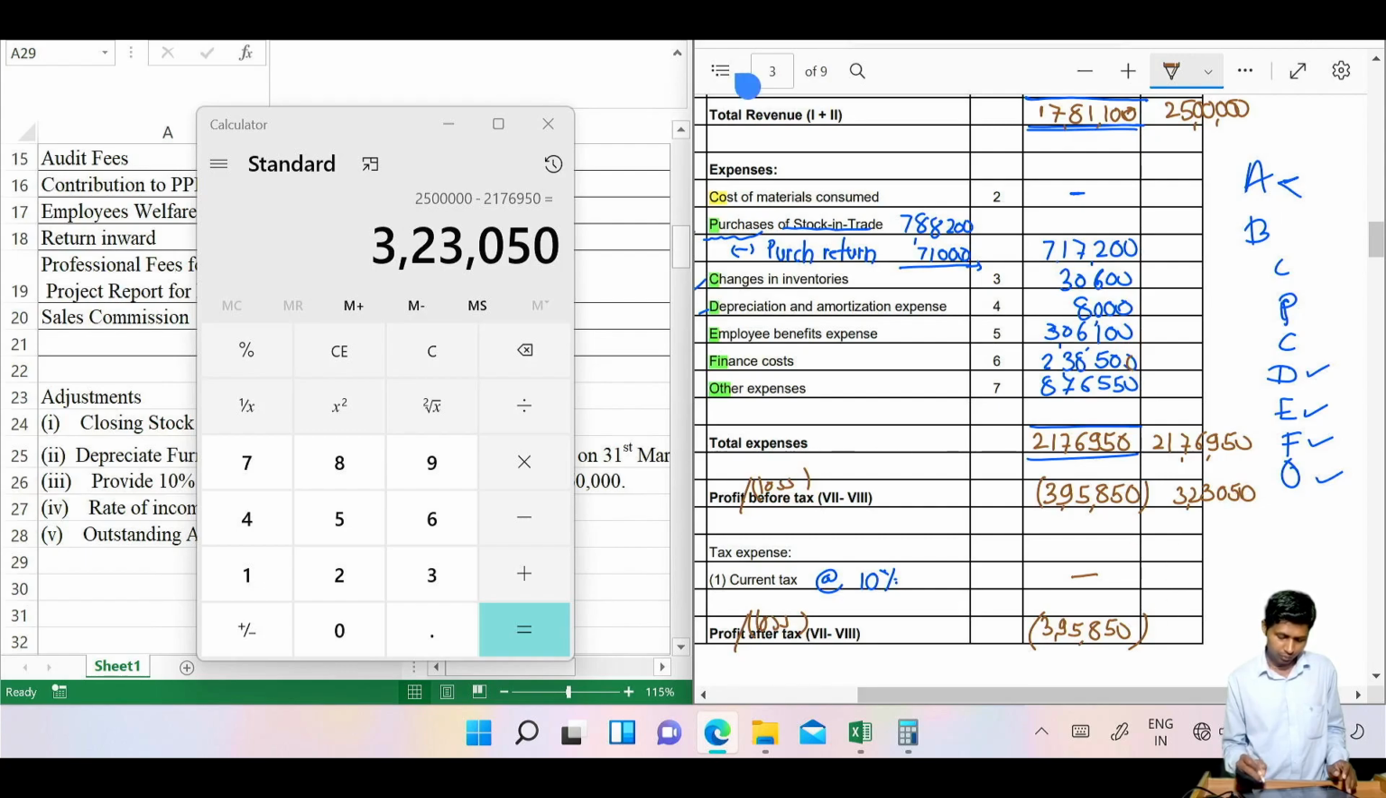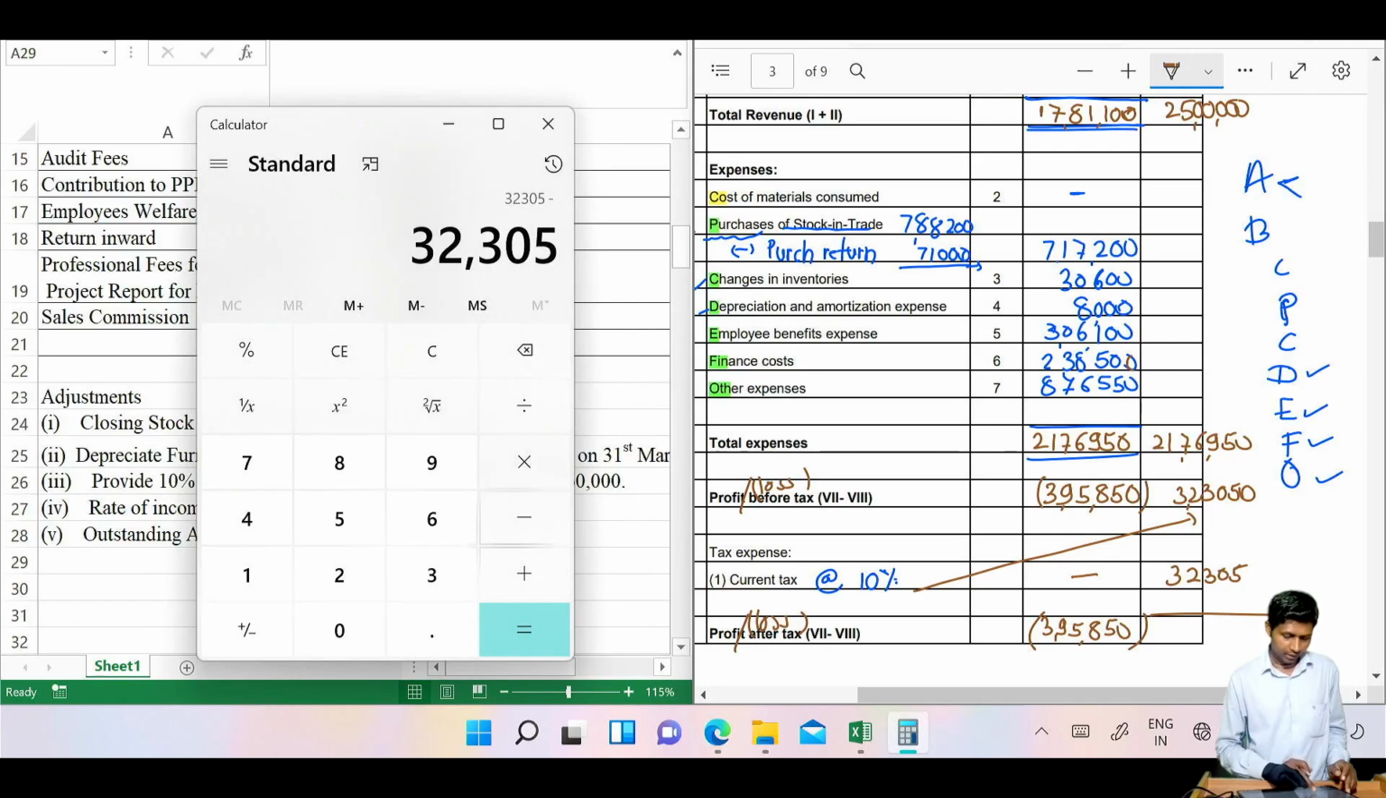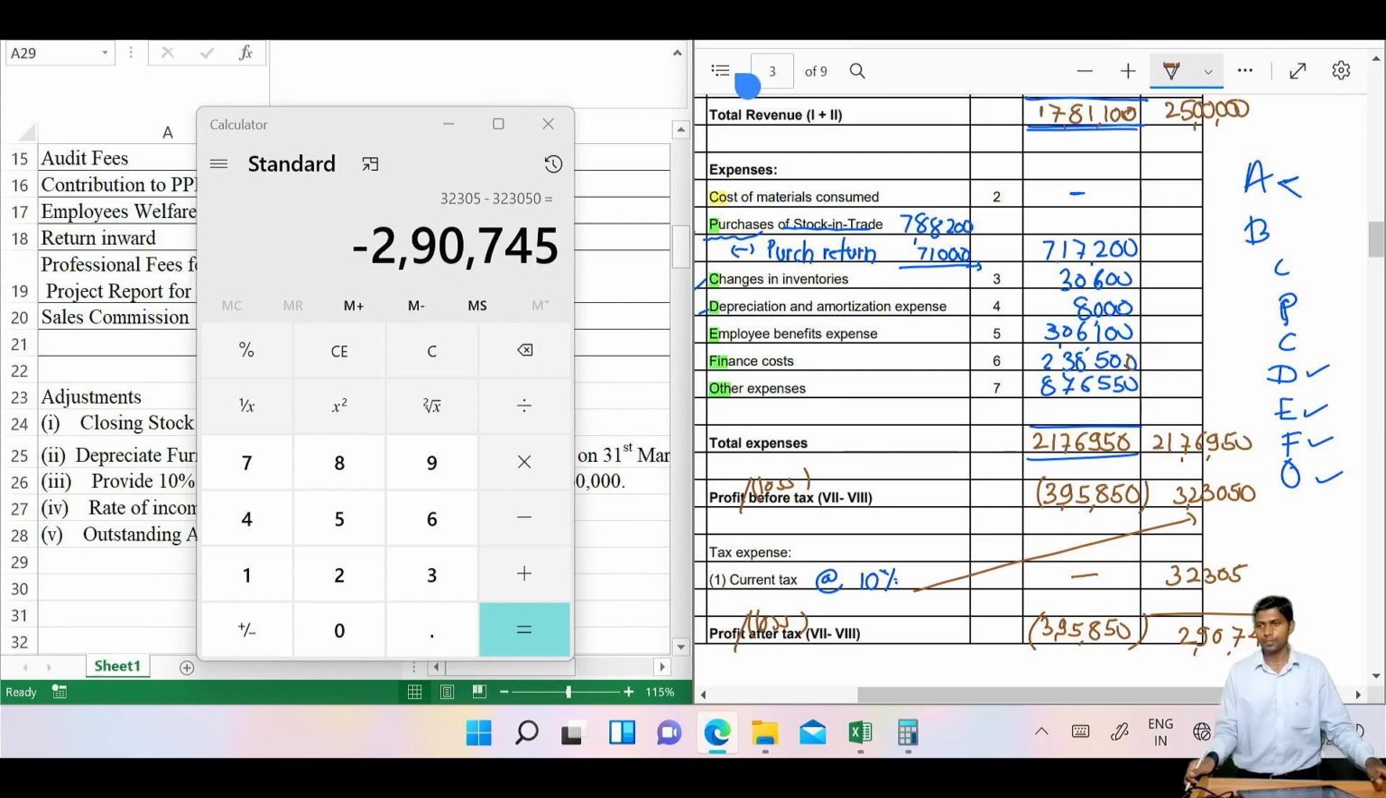Profit and then tax into, let's say, 10%, into 0.10, that is 10%. We have got here 32,305. How 32? 10% of this. This calculation we will get, and then profit after tax is profit before tax minus tax, 223,050. Here you get 2,97,45. Understood? Easy. Can you calculate profit before tax, after tax? Yes, you can.